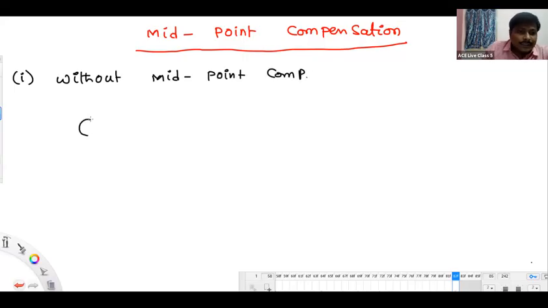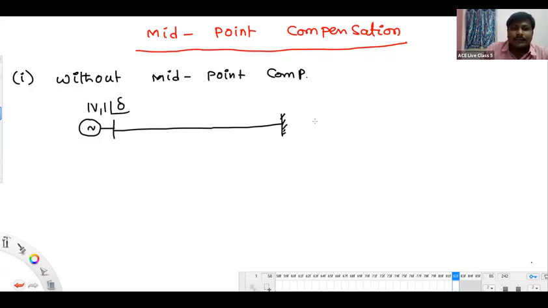So this is some source, an ideal voltage source, connected to some line, and at the end you have an infinite bus. This is the voltage mod V1 at an angle delta, and this is the voltage mod V2 at an angle 0 degree.